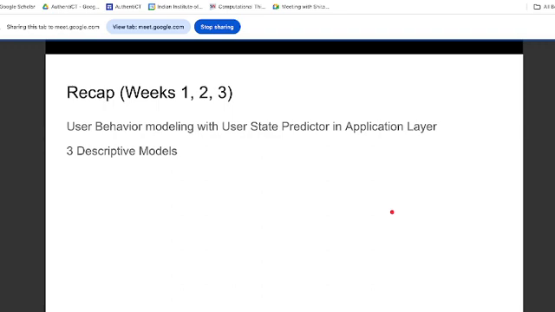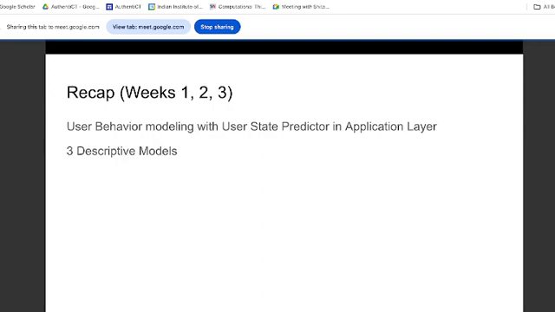Then we went through these three descriptive models, which basically give an explanation of how the user is interacting with our system. They give us a brief idea about where the user might struggle and what the expectation of the user is. We also did a recap of these models in the previous problem solving session, in week 6 or 5, so I am not doing that again.